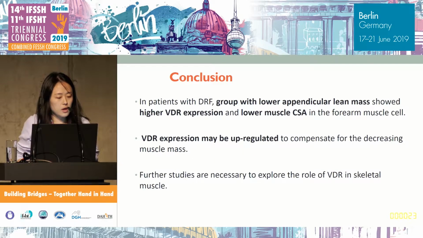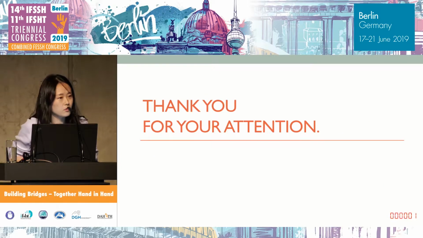For the conclusion, in patients with distal radius fracture, the group with lower appendicular limb mass showed significantly higher VDR expression and lower muscle cross-sectional area in the forearm muscle cells. Our hypothesis is that VDR expression may be upregulated to compensate for the decreasing muscle mass. Further studies are necessary to explore the exact role of VDR in skeletal muscles. Thank you for your attention.